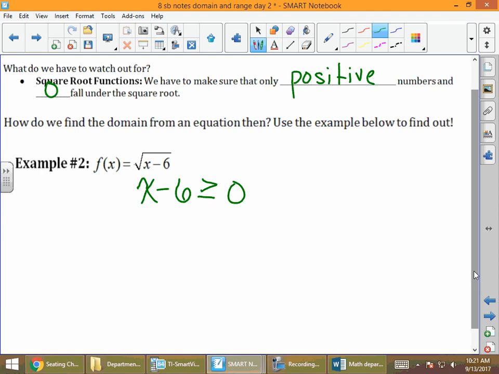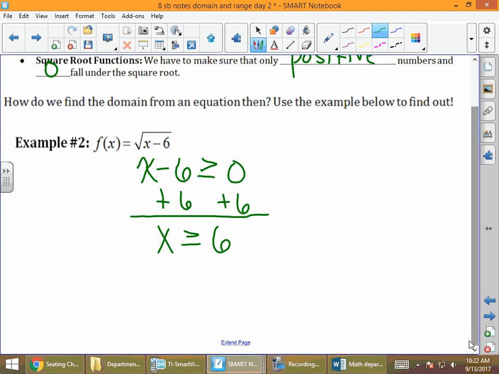Then we solve our inequality. We add 6 to both sides. We get x is greater than or equal to 6. Lastly, we're going to put this in set builder notation. When we put it in set builder notation, I don't write it again. I take my answer right there, squiggly bracket, x bar, for all values of x such that x is greater than or equal to 6, squiggly bracket. There's set notation. And that's what we do when we're dealing with the square root function.